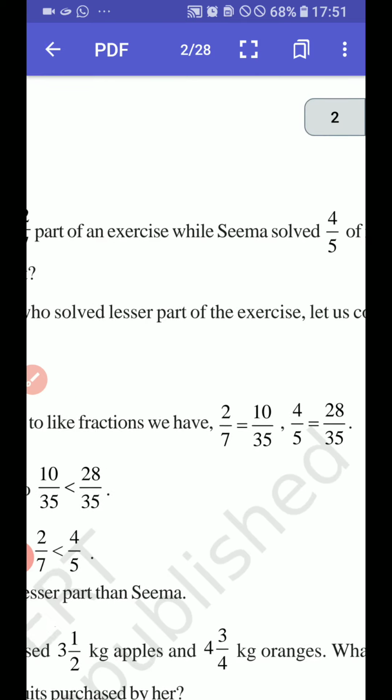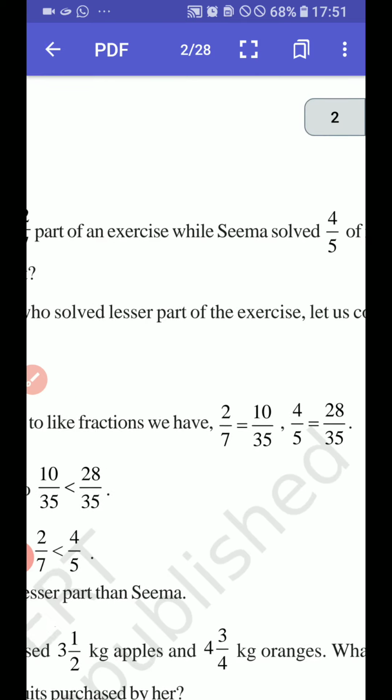Now come to example number 3. Samira purchased 3 whole 1 by 2 kg apple and 4 whole 3 by 4 kg orange. What is the total weight of the fruits purchased by her? Total weight of fruits means you have to add both apple and orange. How will you add? 3 whole 1 by 2 plus 4 whole 3 by 4 equals 3 twos are 6, 6 plus 1, 7 upon 2, plus 4 fours are 16, 16 plus 3, 19 by 4.